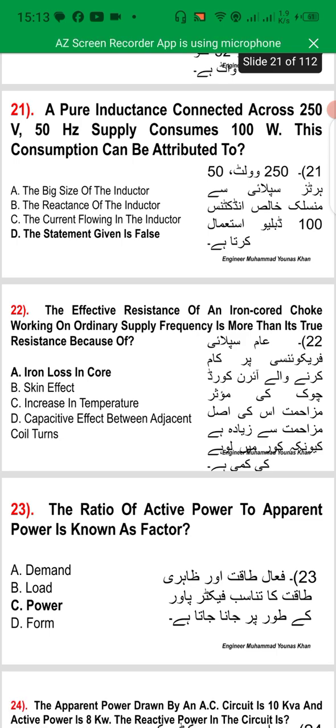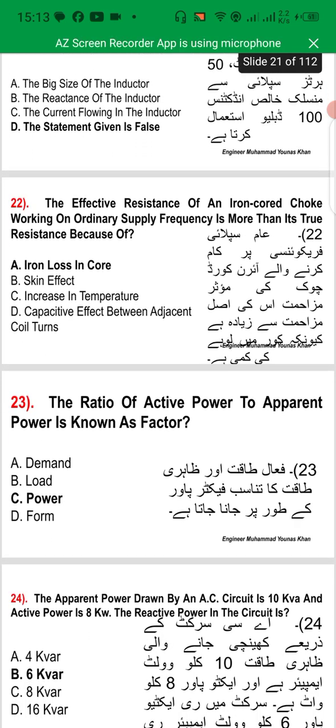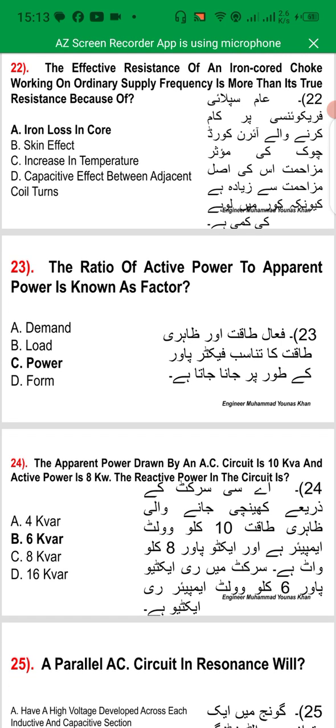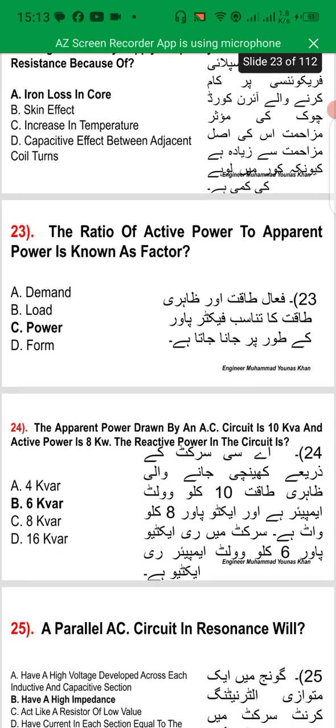A pure inductance connected across a 50 volt 50 Hz supply consumes no power. The statement given is false. The effective resistance of an iron core choke working on ordinary supply frequency is more than its true resistance because of iron loss in core.